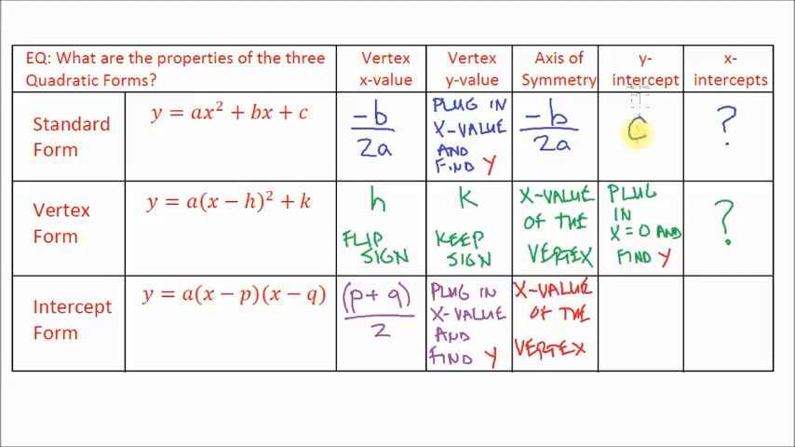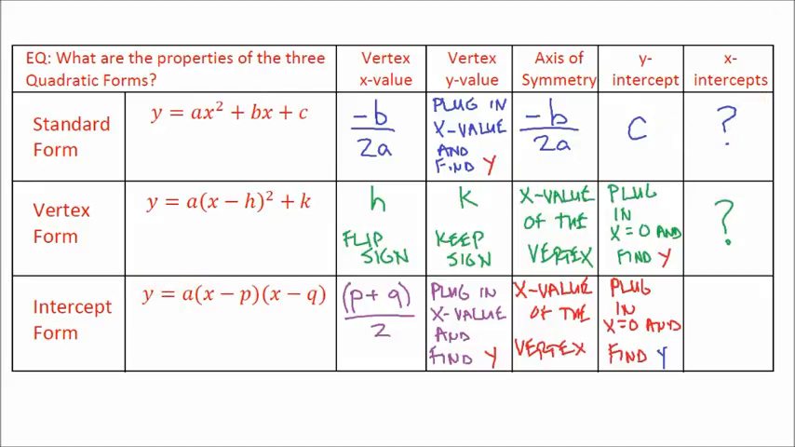All right, how do you find the y-intercept with intercept form? Okay, same way. Plug in x equals 0 and find y. Again, we know the y-intercept is where x has to be equal to 0 when it crosses the y-axis. So plug in x equal to 0, solve or evaluate the function, and you'll get the y-intercept.